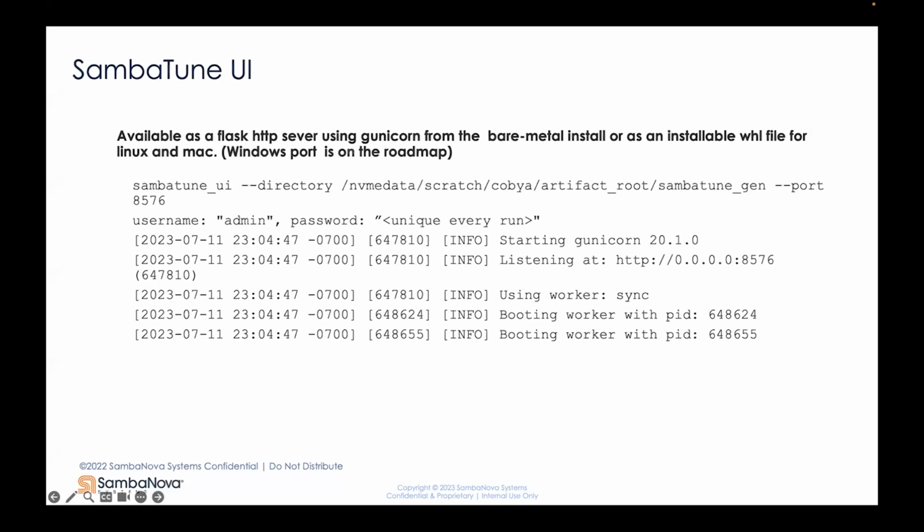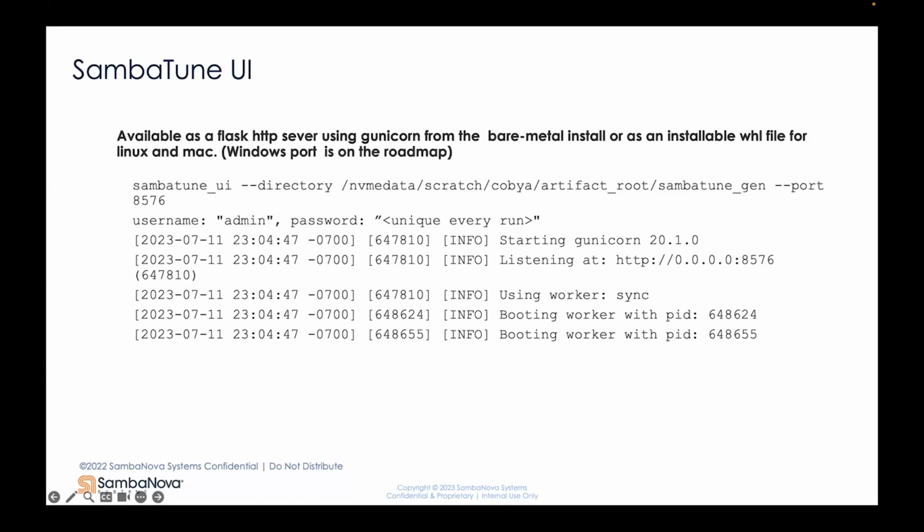All right. As I said, right now, it only works on Linux and Mac. A Windows port is on the roadmap, as well as a Linux container port. So you can just launch a container on your Windows environment and do that. Right now, the reason why it doesn't work on Windows is because Unicorn is not supported on Windows. So we have to port it to a different Flask web server.